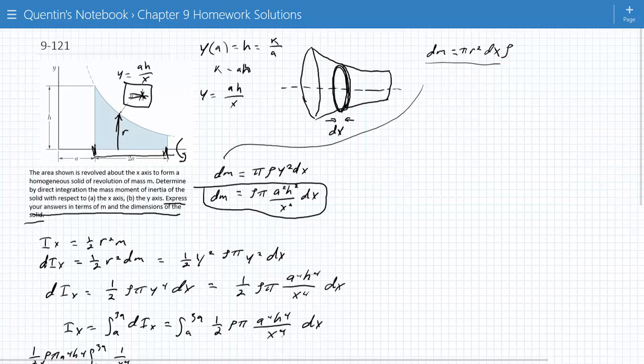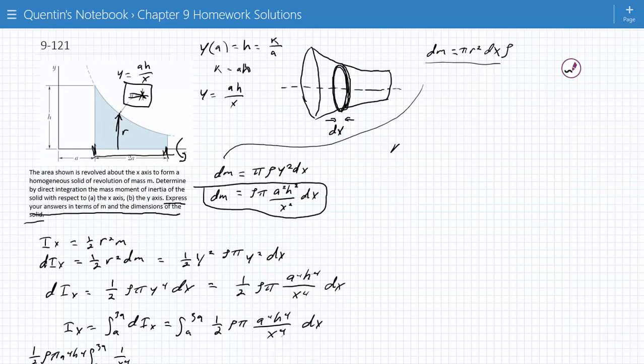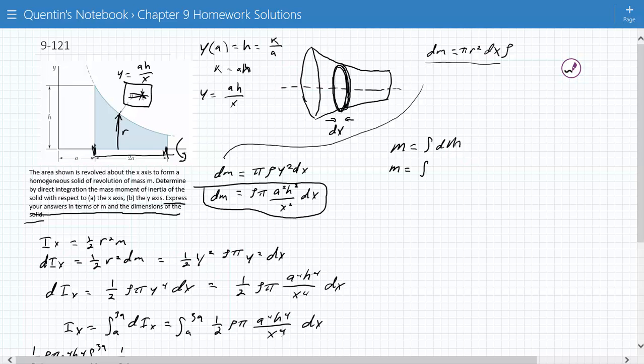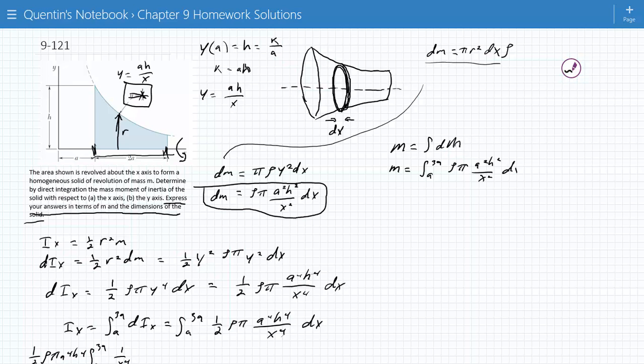So what do we do? Well, we're going to come back to this, and we're going to say the mass is the integral of the dm, right? If you integrate the dm, it's that. So therefore, mass is the integral, again from a to 3a, of what we just did for dm right there. It's rho pi a squared h squared over x squared dx. So you end up with mass equal to 2/3 rho pi a h squared. Okay, so that is my mass.